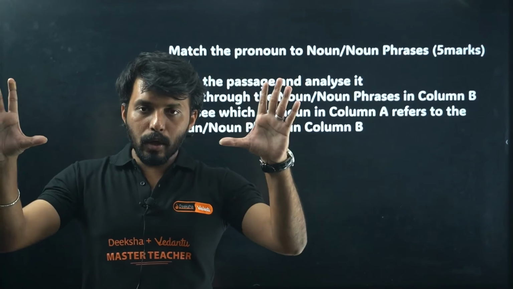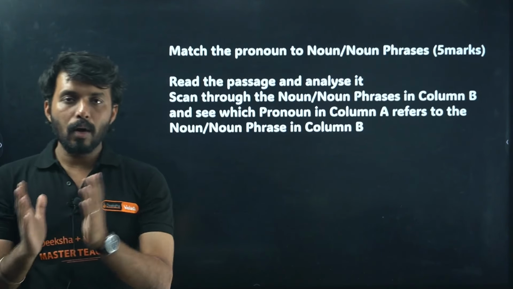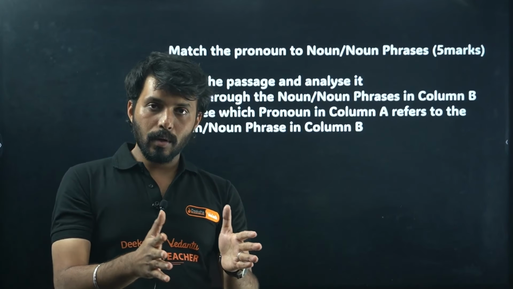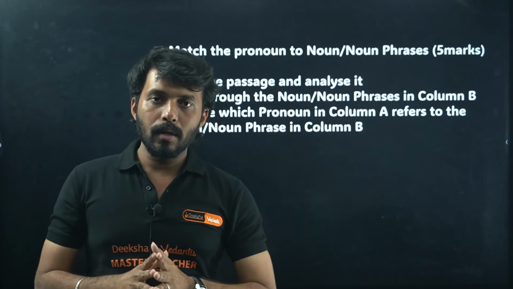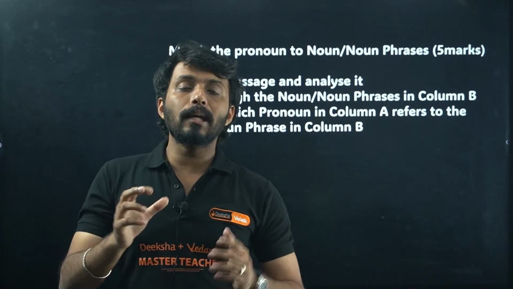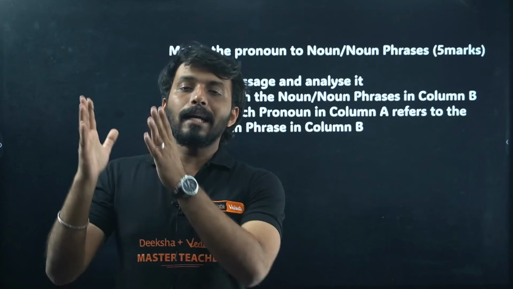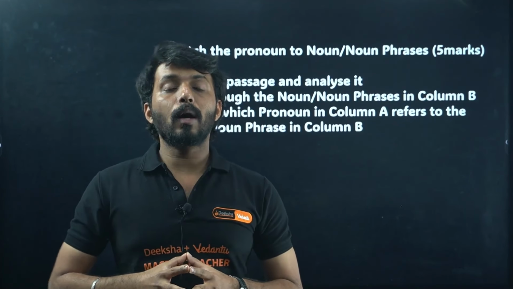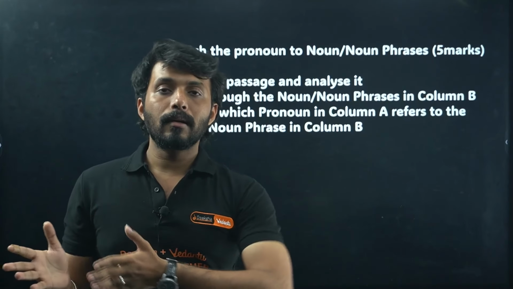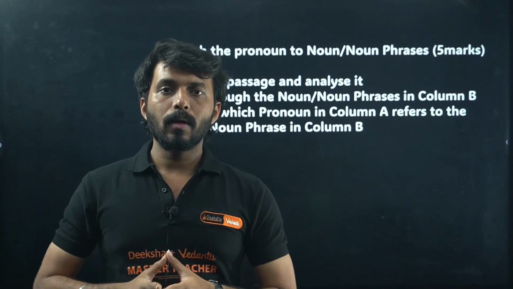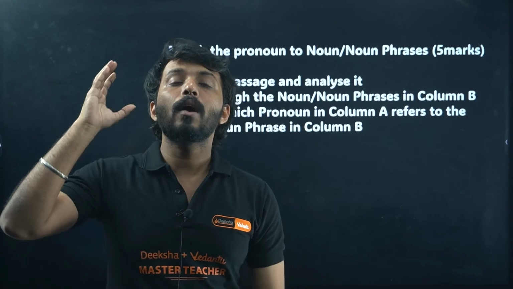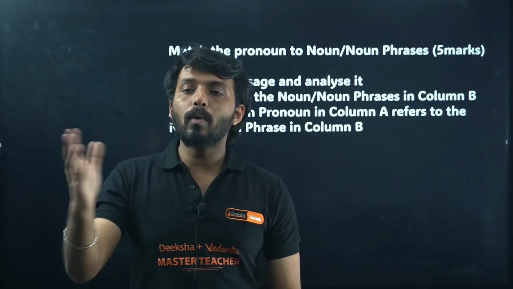So the passage will be given to you, and below that you will be given 2 columns. Column A and column B. Column A will have the set of pronouns, the pronouns that are seen in the passage. As you read the passage, you will find some highlighted words, the highlighted pronouns. Those same highlighted pronouns are given in column A. And in column B, you will be given noun or the noun phrases. You have to match the respective pronouns to the nouns or noun phrases. Just read the passage, and as you read, with respect to the context, you will understand what pronoun fits what noun in column B.